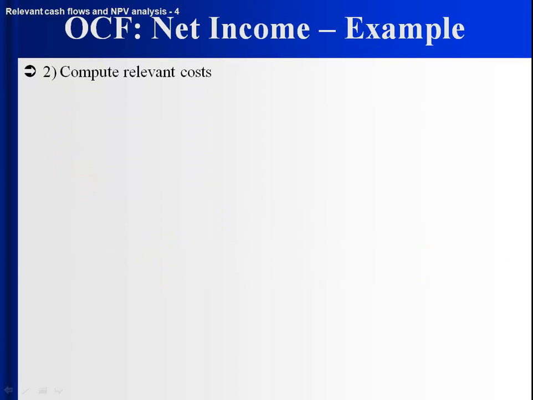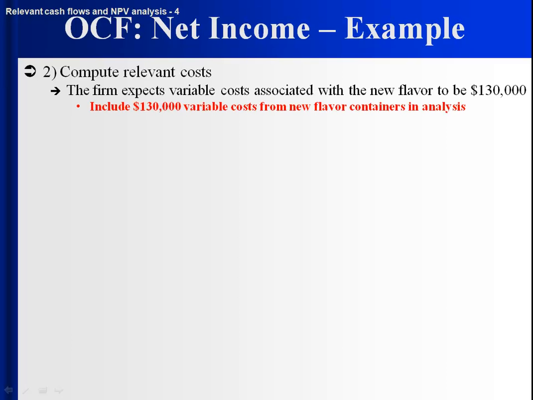How about costs? Lots going on with costs. You can tell by the small font. So first of all, and again, relevant costs are going to be variable costs plus relevant fixed marketing costs plus relevant fixed licensing costs. So we have the relevant variable costs of 130. That's the new containers. So they wouldn't need those containers if they didn't do the project.